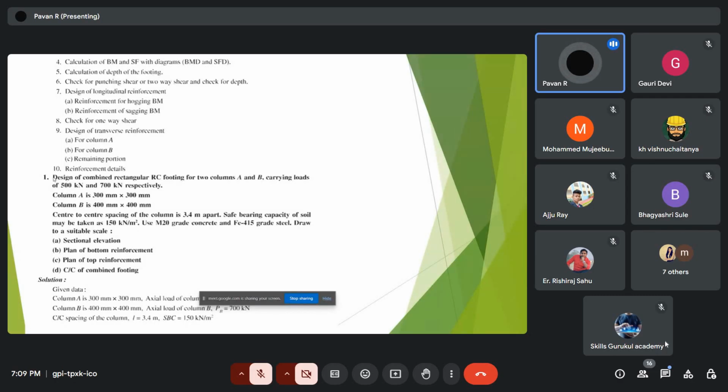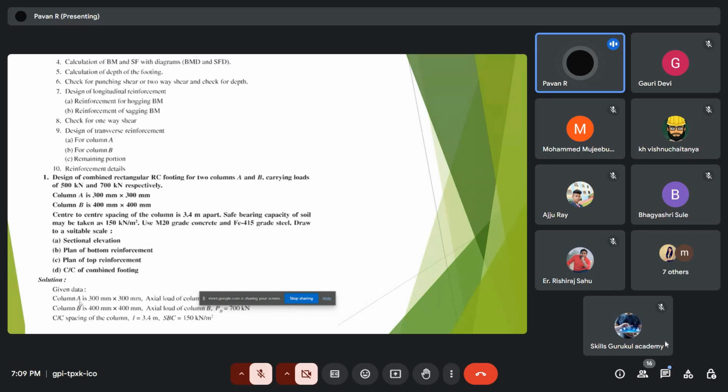Suppose you want to design a combined footing of two columns A and B carrying loads of 500 kilonewton and 700 kilonewton. Column A is of size 300 by 300 mm and column B is 400 by 400 mm, and the center to center distance between the columns is around 3.4 meter. Let us assume the safe bearing capacity of the soil is 150 kilonewton per meter square, and we use M20 concrete and Fe 415 grade of steel.